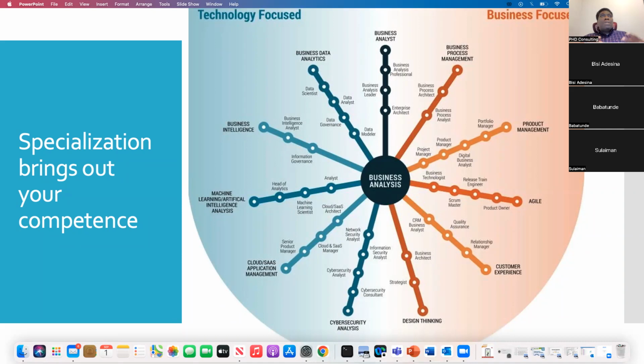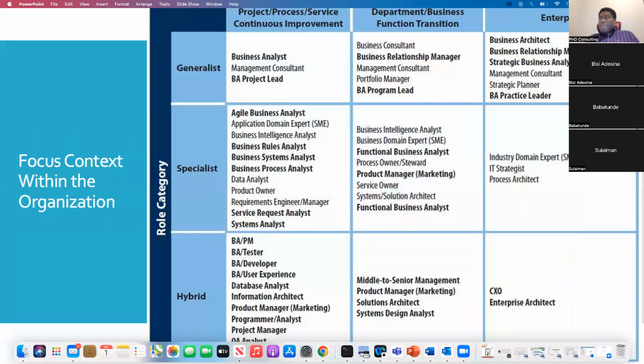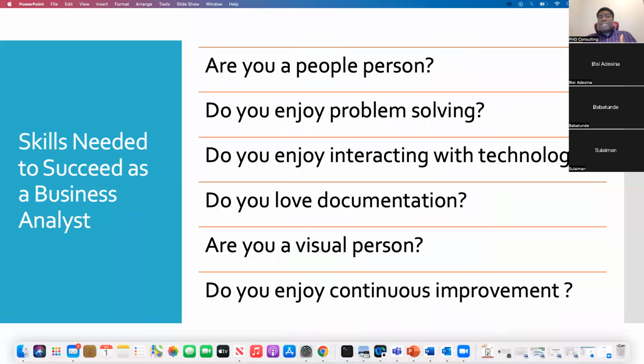Now, these are some specialization areas in business analysis. I've mentioned to you product management, the agile space, customer experience, design thinking, cybersecurity, cloud or software as a service, application management, machine learning and artificial intelligence, business intelligence, data analytics. Business analysis skills are at the core of what all of these professionals actually do. So, what kind of BA do you want to be? Do you want to be a generalist, a specialist, or even a hybrid type of BA?